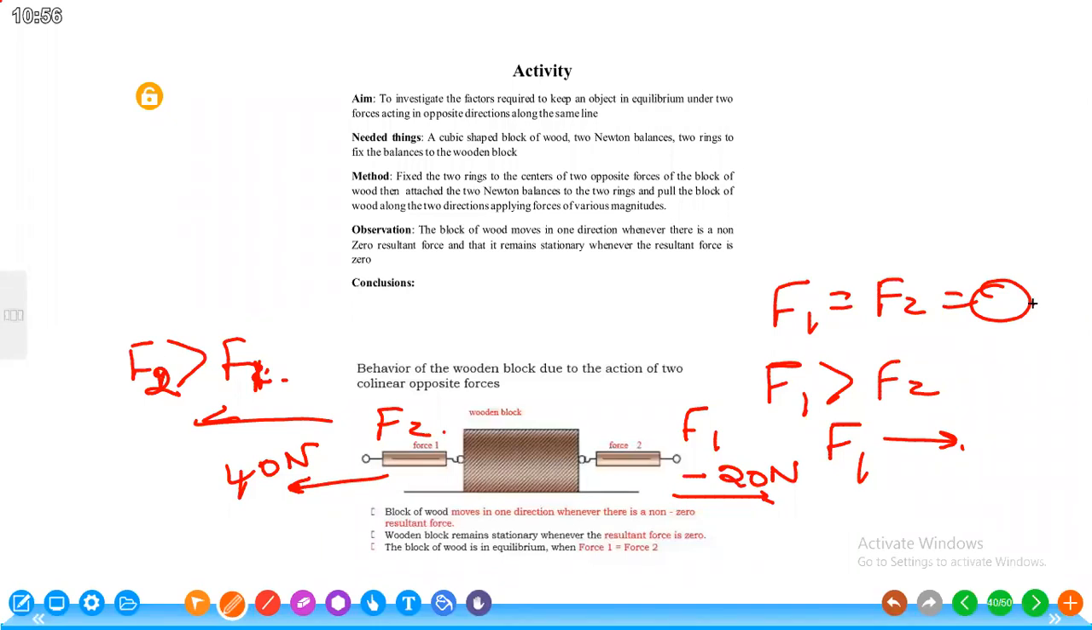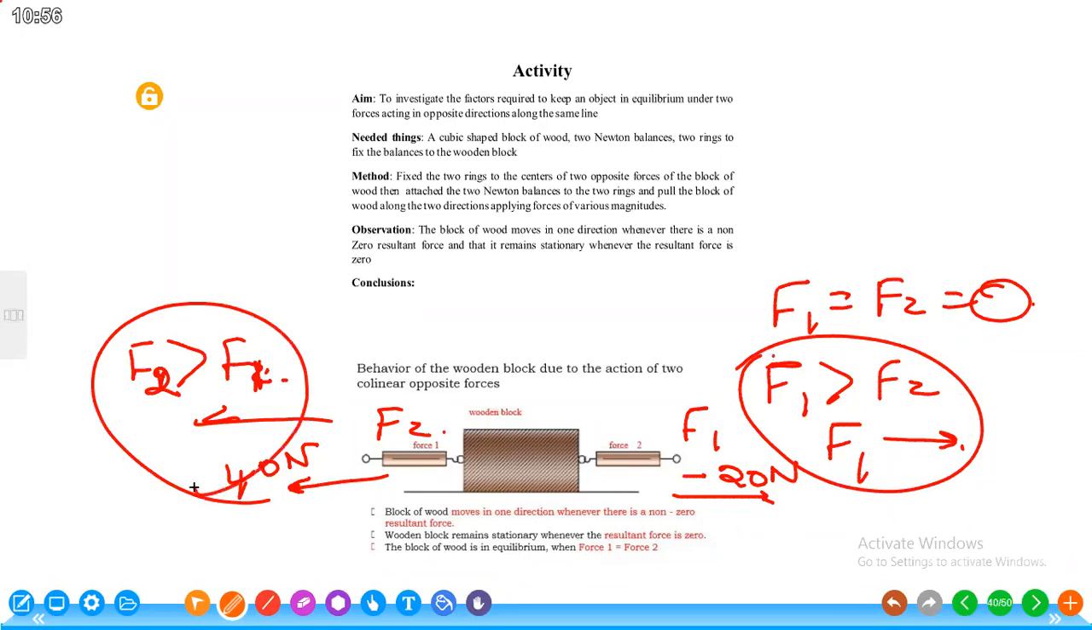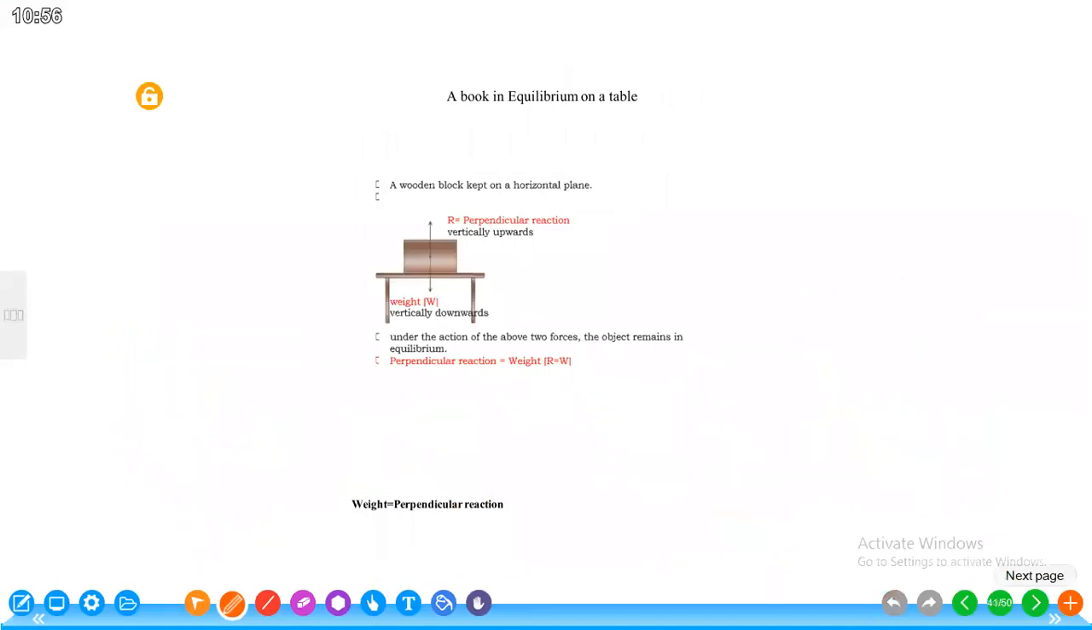So the block of wood moves in one direction whenever there is a non-zero resultant force. In this case, also a non-zero resultant force. In this case, the resultant force becomes 0. So when the resultant force becomes 0, the object will be in equilibrium. Here, non-zero, the object moves in the F1 direction. Here also non-zero, so the object moves in the F2 direction.